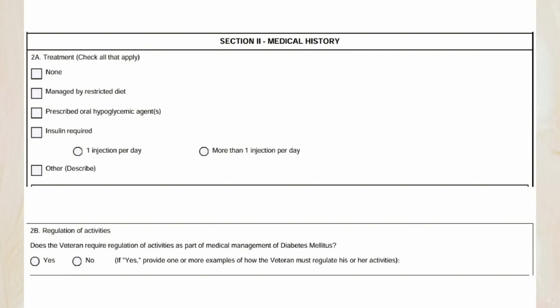Other. If that box is checked, there's another section right underneath that says describe. If it is, your examiner, especially your private examiner, has to describe it. If they do not check that box, then put NA. 2B: does the veteran require regulation of activities as part of medical management of diabetes mellitus? Yes or no? If yes, provide one or more examples of how the veteran must regulate his or her activity. So underneath that, the examiner is going to have to complete it.